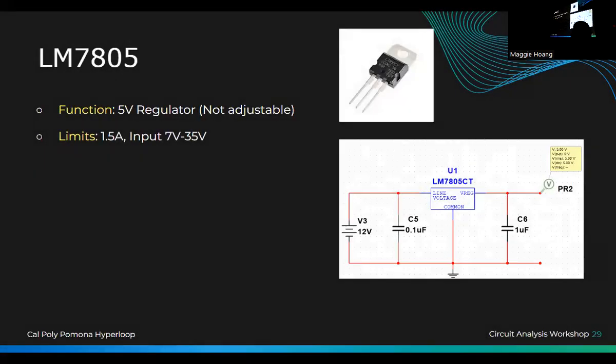So this is an LM7805, and this is a voltage regulator, which regulates, you input like 7 to 35 volts, and the output will always be 5 volts. And you just need some capacitors to store the energy and stuff like that when it discharges. And so this is very used. It looks like a MOSFET.